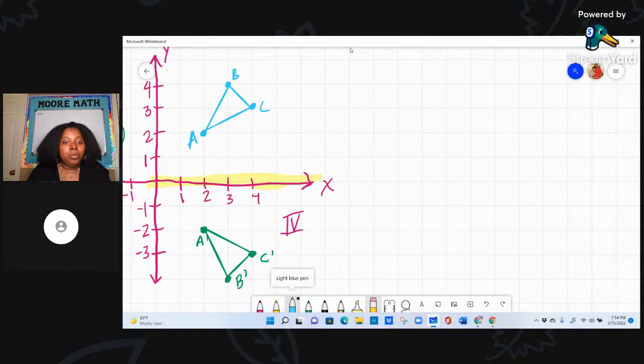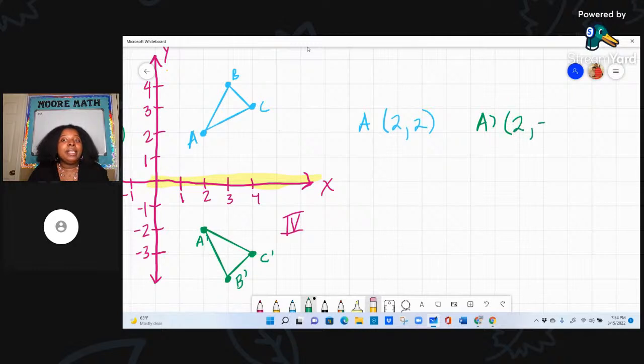So for the blue, A was 2, 2. The new A was 2, -2. What do you notice about them? What's the difference between the old A and the new A? One of them is negative. Okay, which one? Y. Okay, so the X stayed the same, the Y became negative.